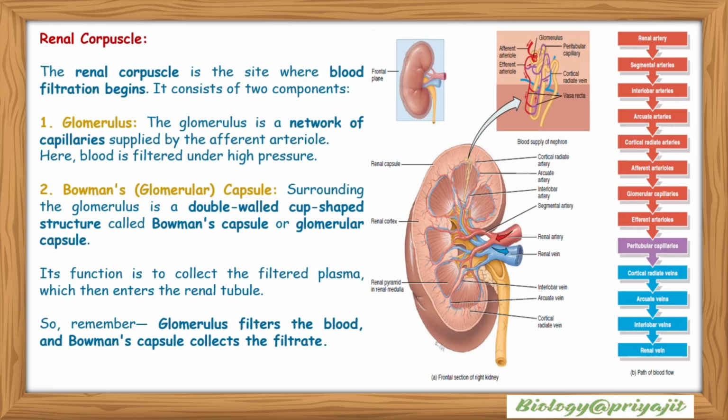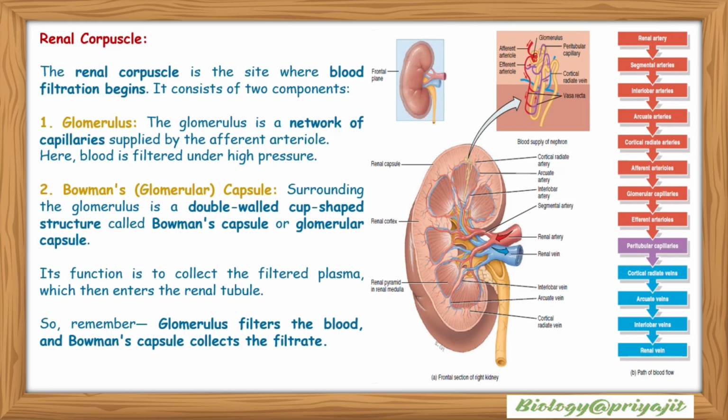Number one is the glomerulus. The glomerulus is a network of blood capillaries supplied by the afferent arteriole. Here blood is filtered under high pressure. The second one is the Bowman's capsule or glomerular capsule. Surrounding the glomerulus, there is a double-walled cup-shaped structure called Bowman's capsule. Its function is to collect the filtered plasma, which then enters the renal tubule. So remember, the glomerulus filters the blood and Bowman's capsule collects the filtrate.